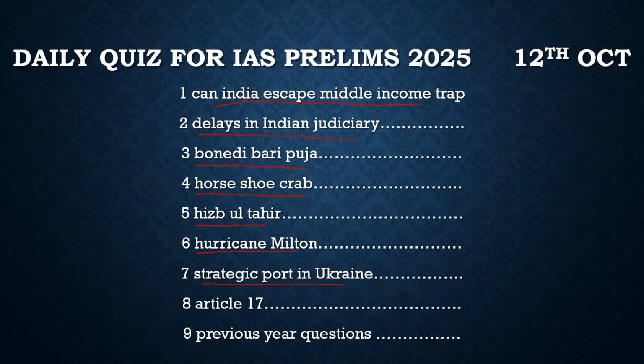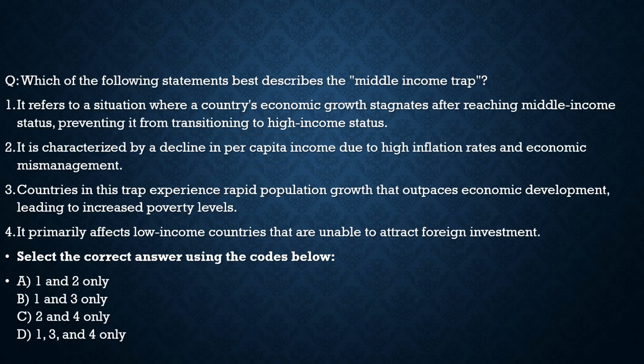Now with this, let's try to solve the questions one by one and get as much information as possible. Here the first question is, which of the following statements best describes the middle income trap? It is a direct question on the middle income trap. Let's try to understand that. It says it refers to a situation where a country's economic growth stagnates after reaching middle income status.